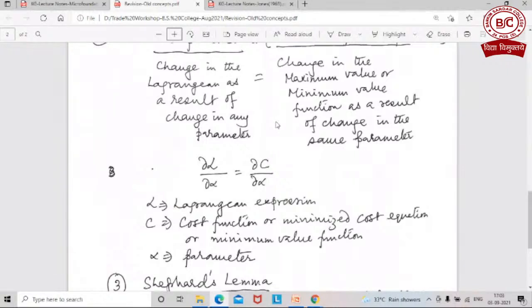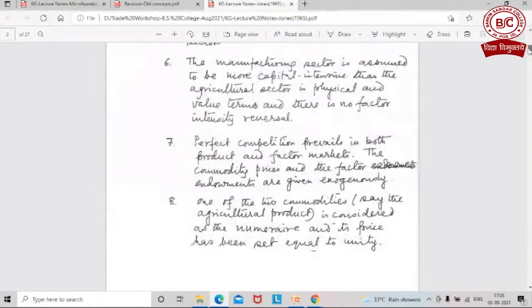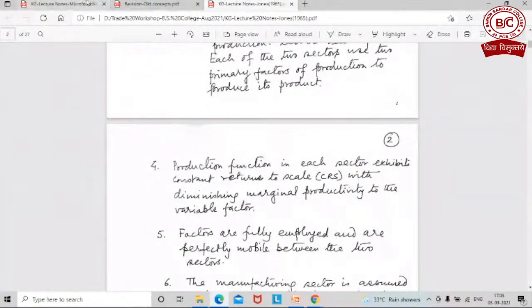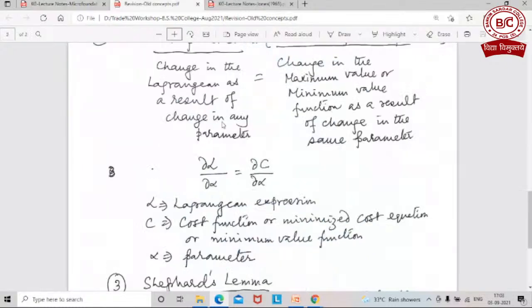The two are different things. So how can you link the second one, the thing I showed just now, with the envelope condition? Here it's W dALX plus R dAKX, whereas this, del L del alpha, any parameter, is equal to del C del alpha. Any parameter, but these two are the same. Is it okay? That conflict.